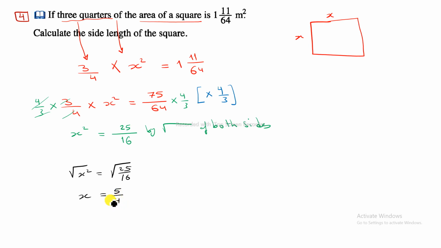So we found the side length of the square. Calculate the side length of the square. The side length of the square is 5 over 4. So the side length of the square is 5 over 4 centimeters. Let's see the next one.